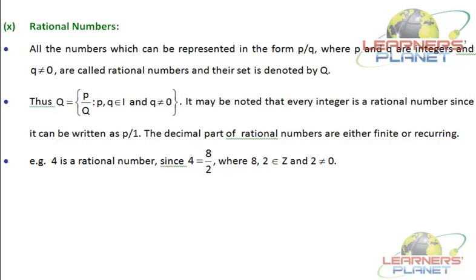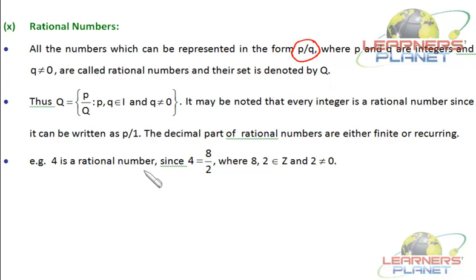Friends, we have discussed natural numbers, whole numbers, integers and their bifurcations. Now we see what rational numbers are. All the numbers which can be represented in the form of p by q are known as rational numbers. p by q means a number can be represented as a fraction, where p and q are integers and the denominator, that is q, should not be 0.